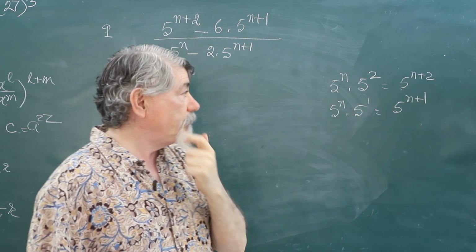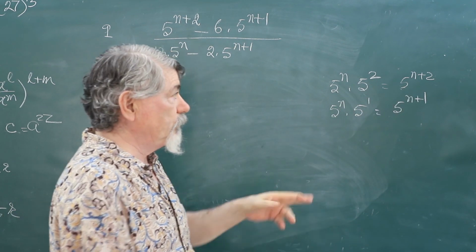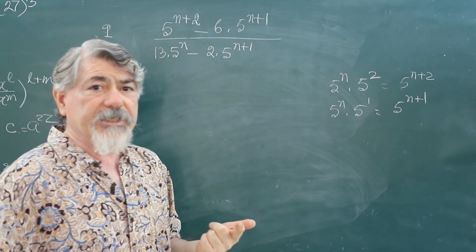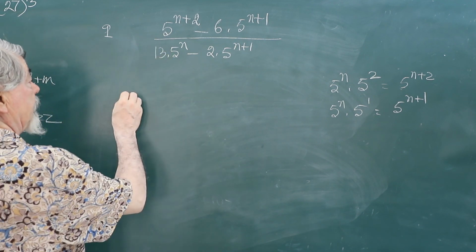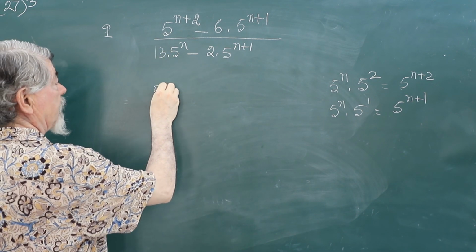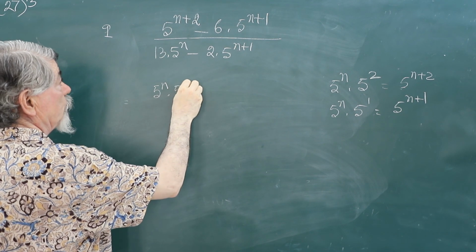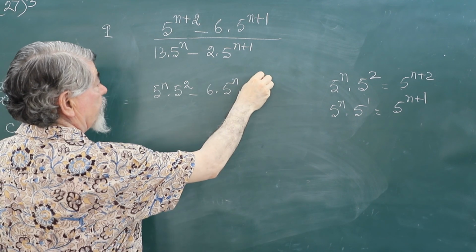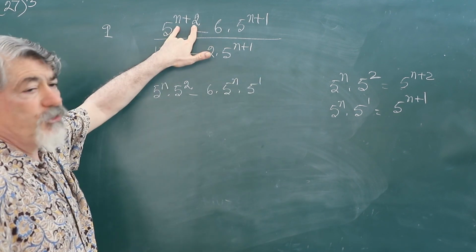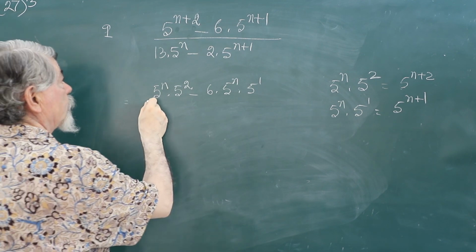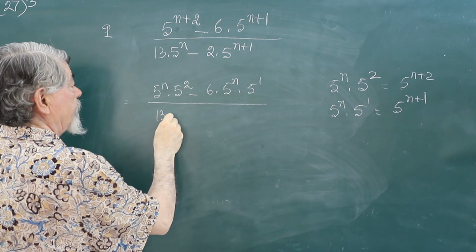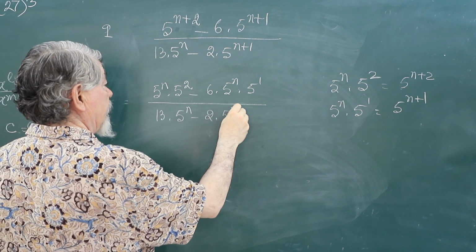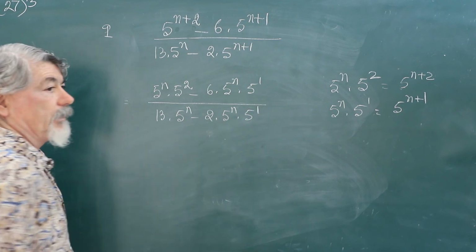I can break them up also and write as 5 to the power n, 5 to the power 2. That is what exactly I am going to do here. Like in the next step, I'll write 5 to the power n, 5 to the power 2 minus 6, 5 to the power n, 5 to the power 1. This was joined here. I have broken it up now into two parts. Similarly, 13, 5 to the power n minus 2, 5 to the power n, 5 to the power 1.